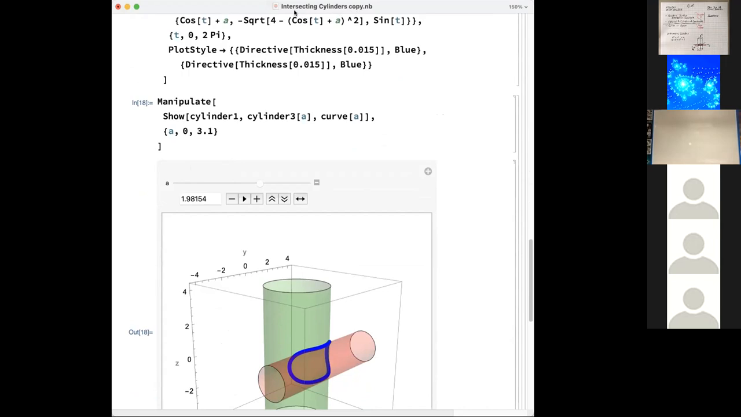So this is the intersecting cylinders worksheet. You see at the top of my page, it says intersecting cylinders copy, possibly. And the reason for that is I didn't want to dirty the original I had. So I just opened a copy of it here on my desktop.